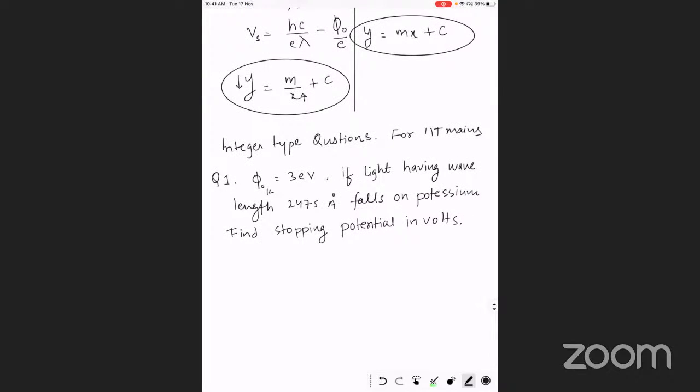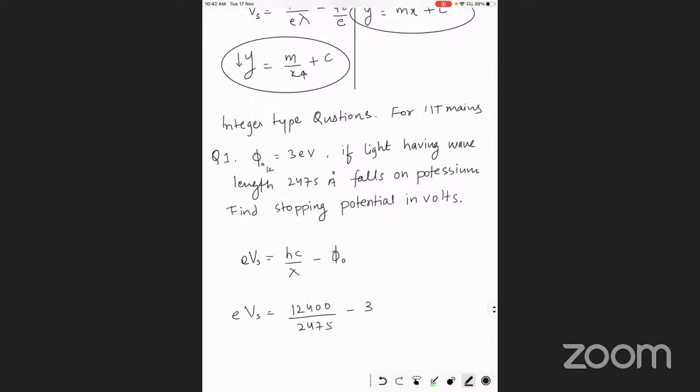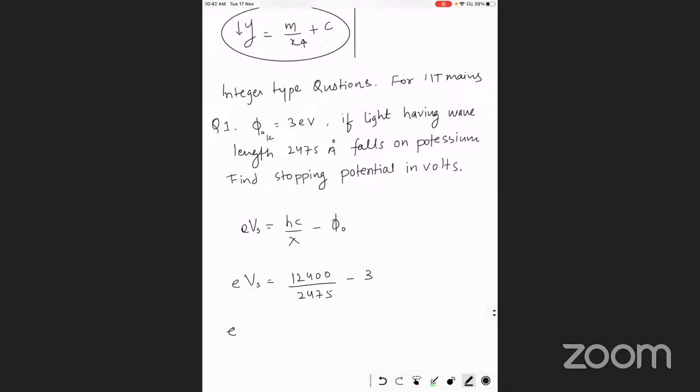I think you should use this equation. E into stopping potential is equal to hc by lambda minus work function, right? So E into Vs is 12400 divided by lambda 2475 minus 3. So when you solve this, you will get E into, work function is given 3 electron volt, right? Okay.